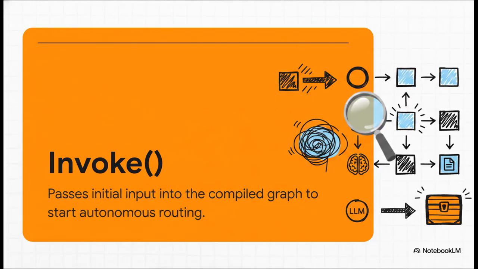Finally, the moment of truth, execution. You use the invoke method, pass in your initial prompt, and boom, it kicks off the autonomous routing. The data enters the start node, gets processed by the LLM, makes autonomous routing decisions on the fly, loops if it hits an error, and finally delivers the refined result right at the end node.